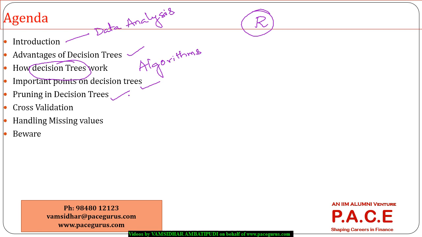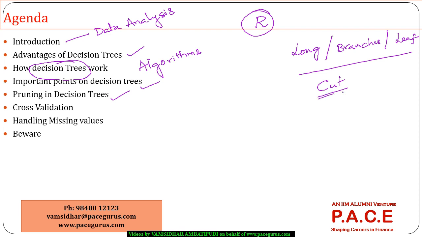How do I really prune a decision tree? If the tree is so long, if the tree has so many branches, if the tree has so many leaf nodes, how do I really cut it short? That is what we are calling as pruning the decision tree. What is that we have to keep in mind if we have to prune the decision tree?